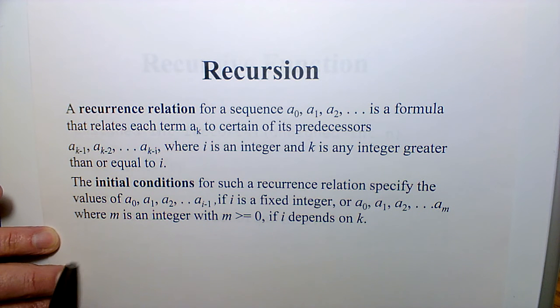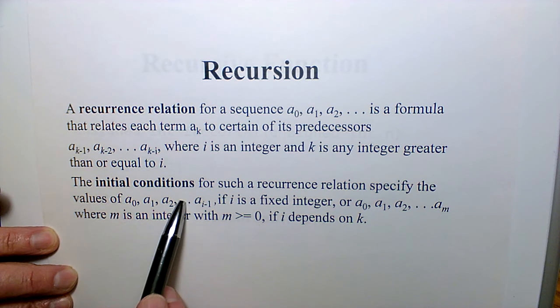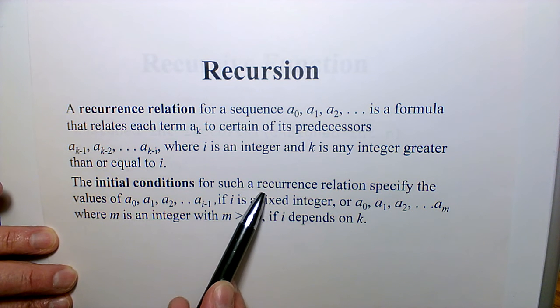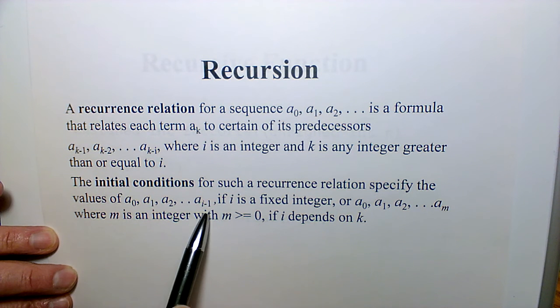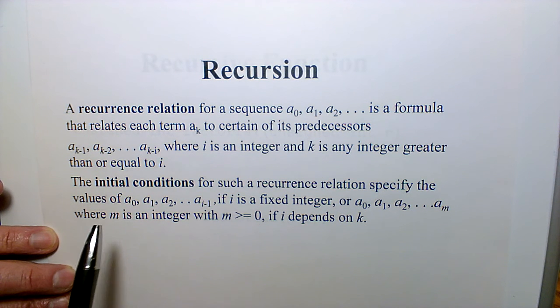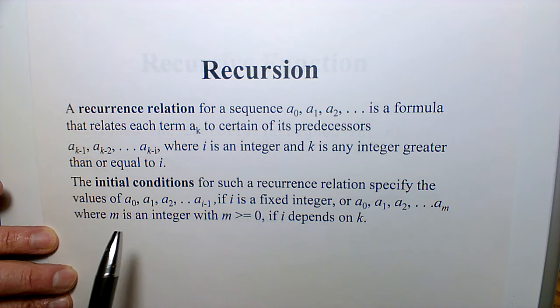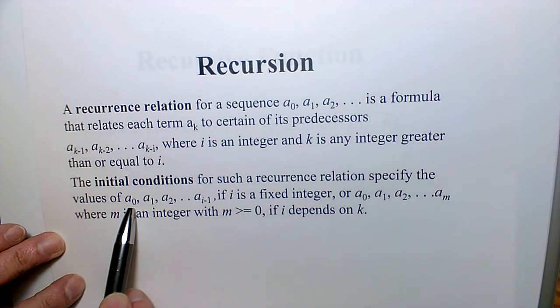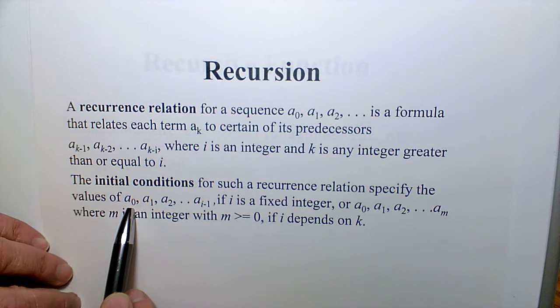The initial conditions, sometimes called the seeds in computer science, for such a recurrence relation specify the values of these, and while some mathematicians may start these at a sub 1, computer people always start these at a sub 0, because that matches up with the way we number things in an array.